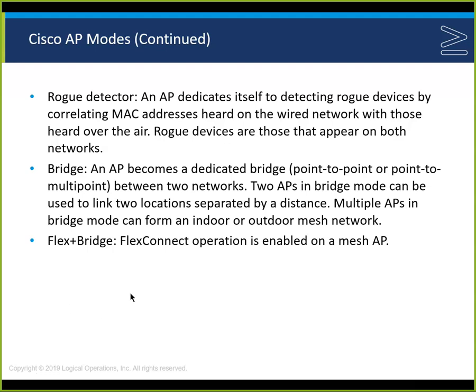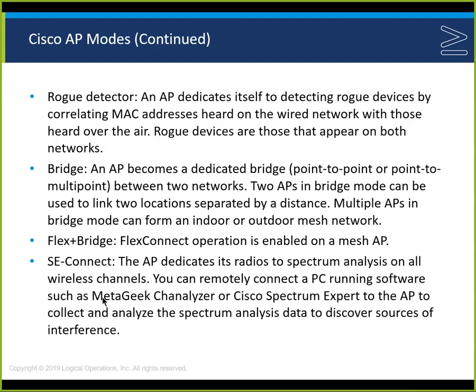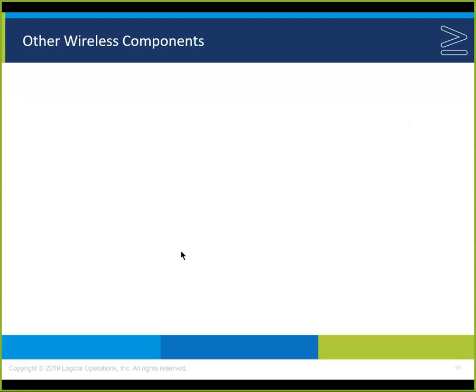Flex+Bridge: FlexConnect operations enabled on a mesh. SE-Connect: the AP dedicates its radios to spectrum analysis on all the wireless channels, and we remotely connect the PC running some sort of analysis tool with this. MetaGeek Chanalyzer, Cisco Spectrum Expert. Spectrum analyzers are not inexpensive pieces of equipment. I think MetaGeek, if they still have it, used to have a USB dongle that you could plug in and do analysis with their software, only on the 2.4 GHz range. What we're typically interested in is the 2.4 GHz or the 5 GHz range. What's going on? What kind of interference might we have?